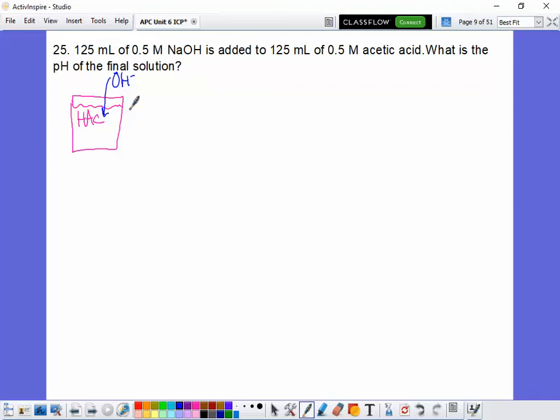Okay, so now let's write out that equation. When OH minus reacts with HAC, because those are the only two things there, what are the products? Water and AC minus. What units of things can I put here?